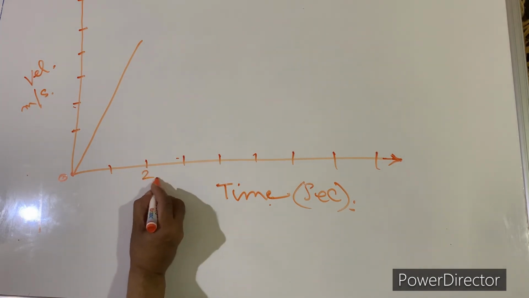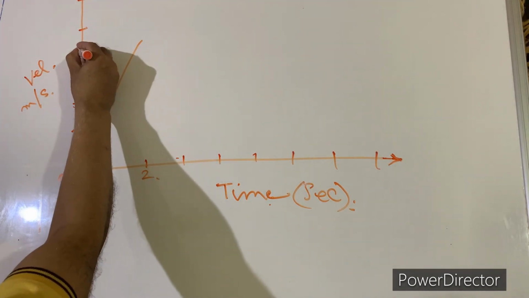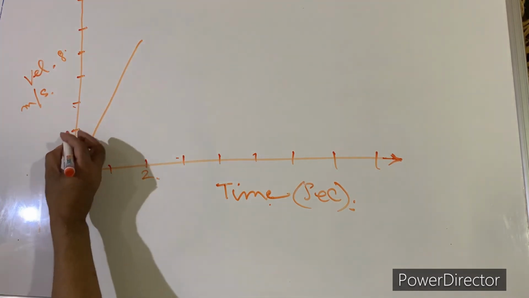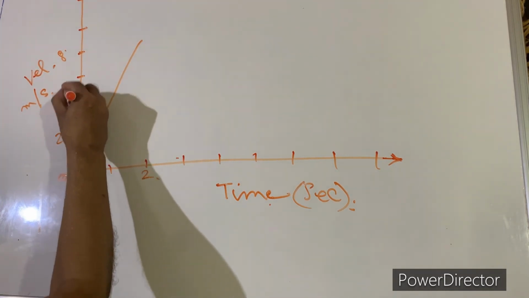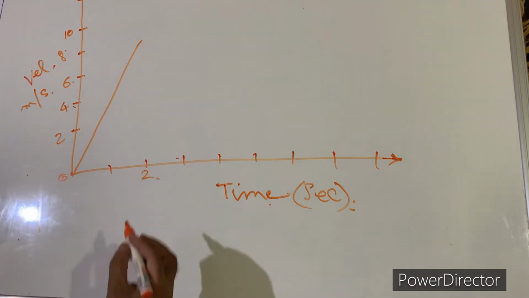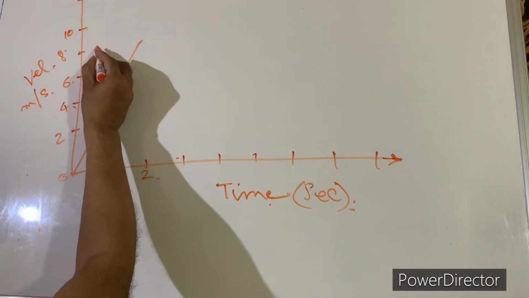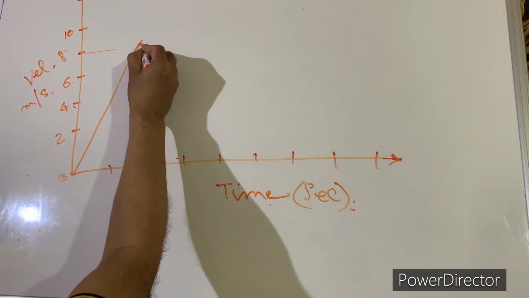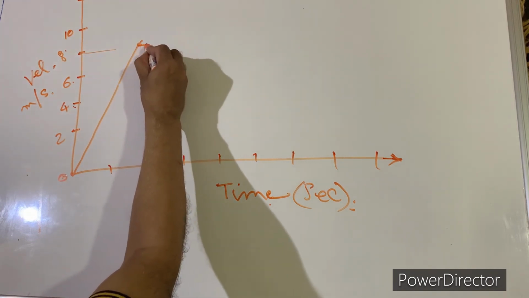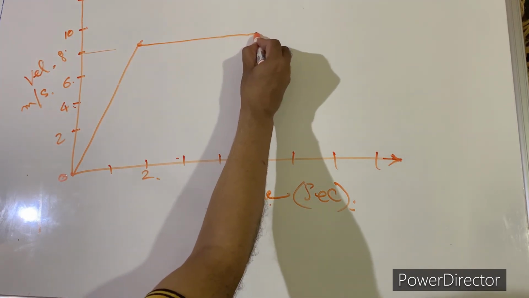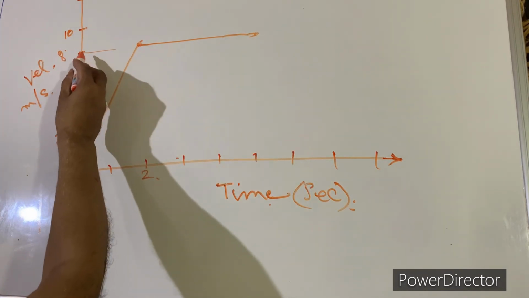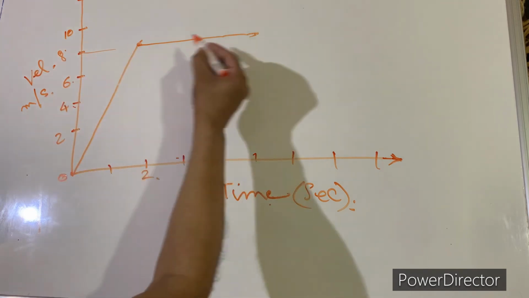After 2 seconds, the velocity of the body became equal to 2, 4, 6, 8, 10 and so on. I have marked it. Hence, after 2 seconds, the velocity of the body becomes 8. Then it travels with a constant velocity of 8 meters per second for a certain time interval. For the next 3 seconds, it has traveled with a constant velocity of 8 meters per second.